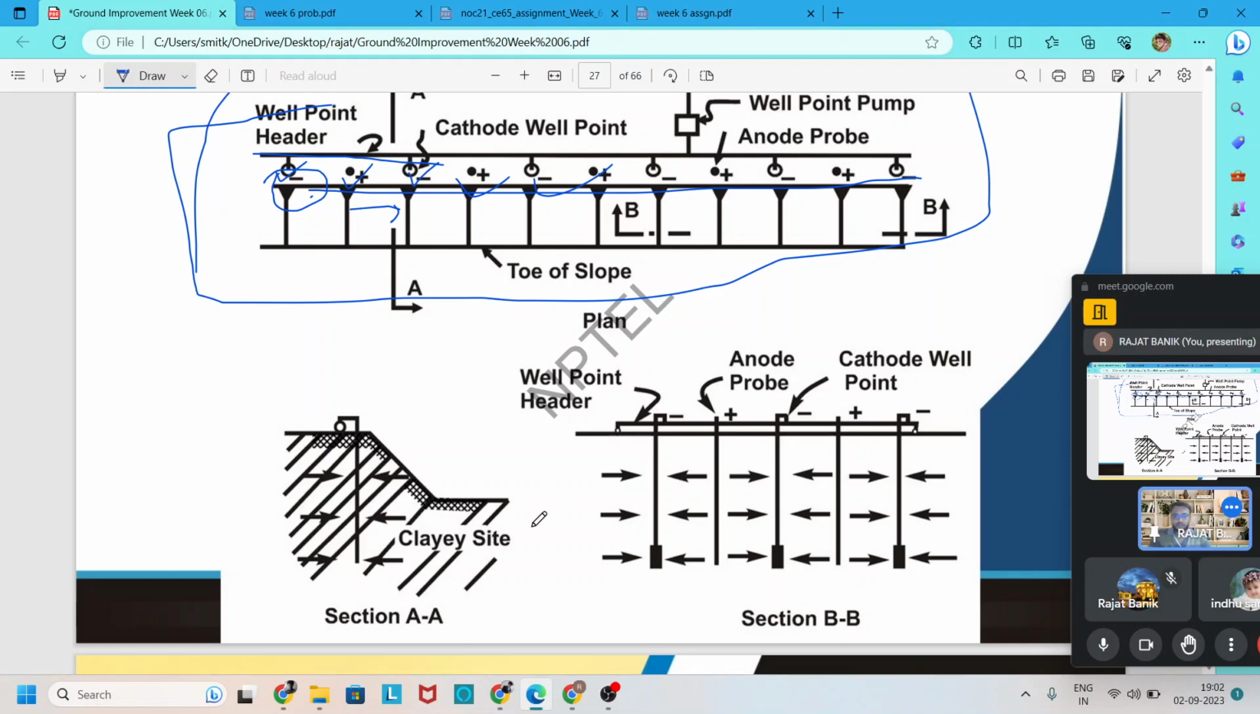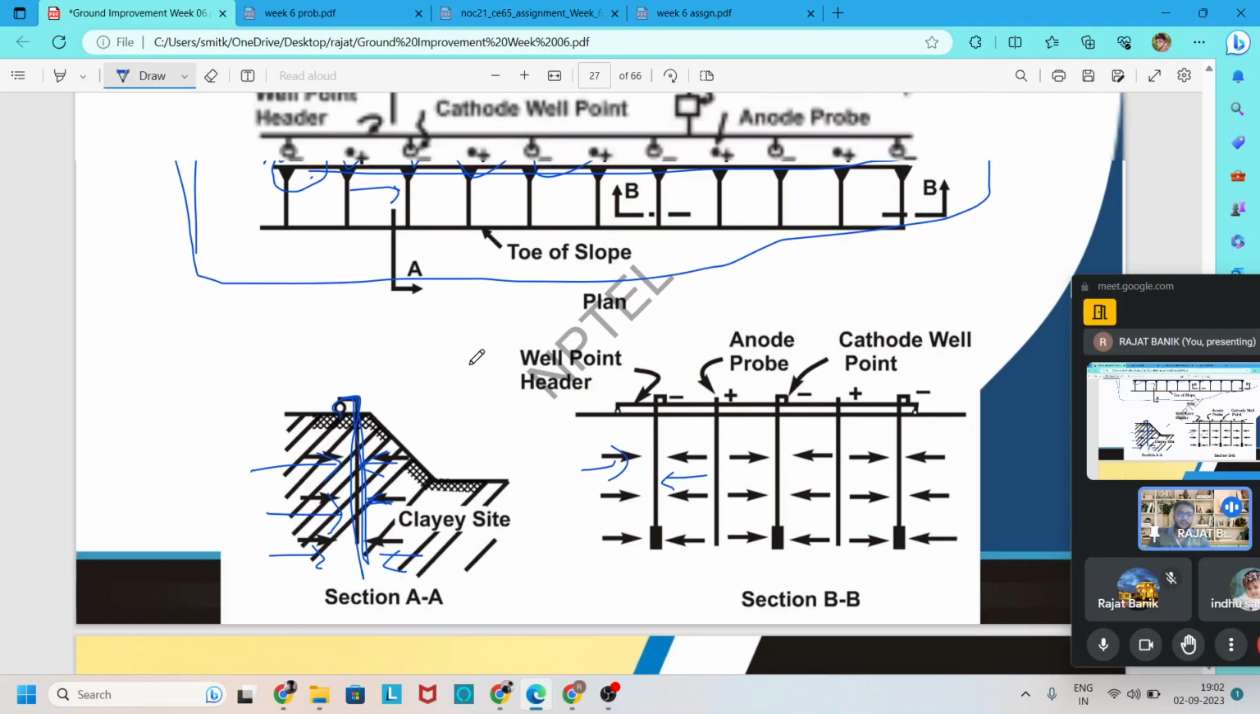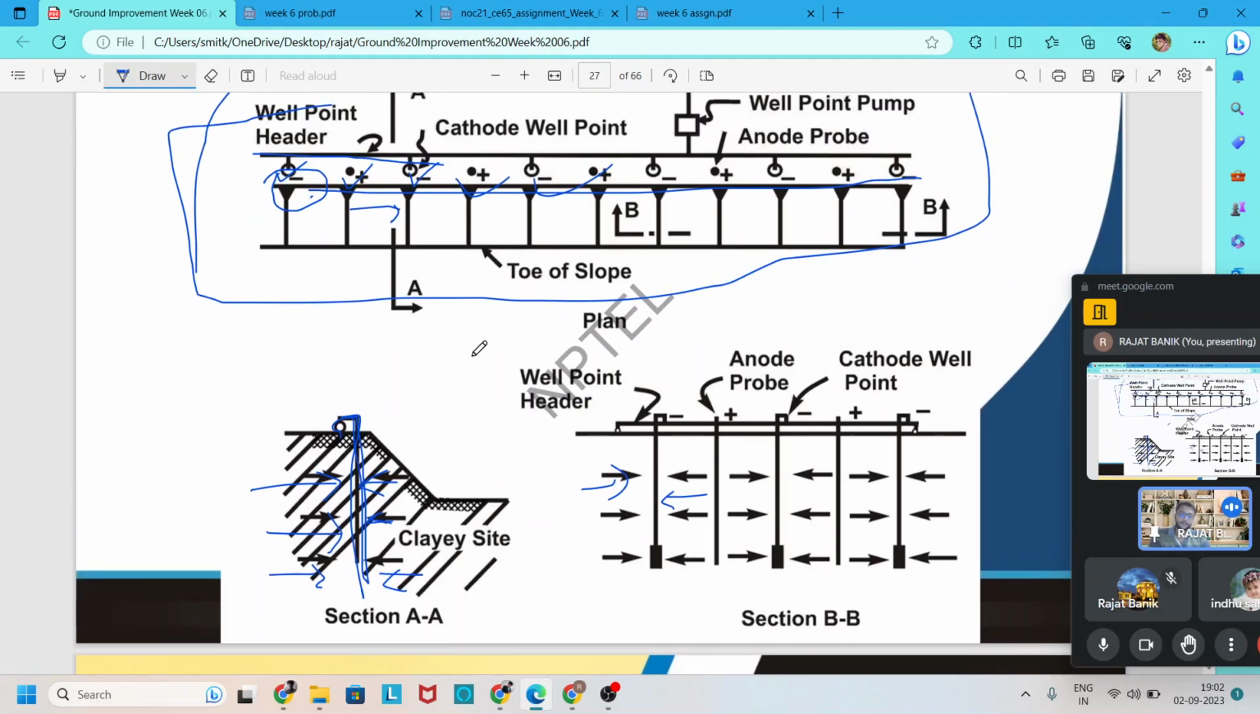If you see the electrode or cathode here, one rod is inserted in the ground, and due to this current, water is collected, coming to this cathode from the surrounding soil. So by this arrangement, electrolysis is done in the ground.